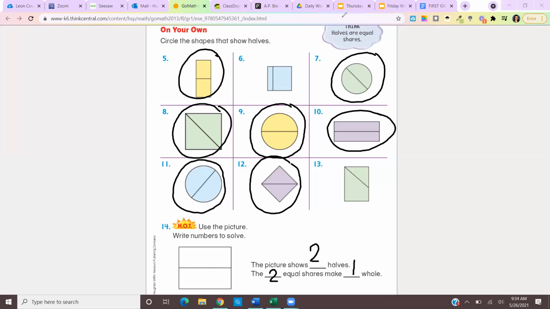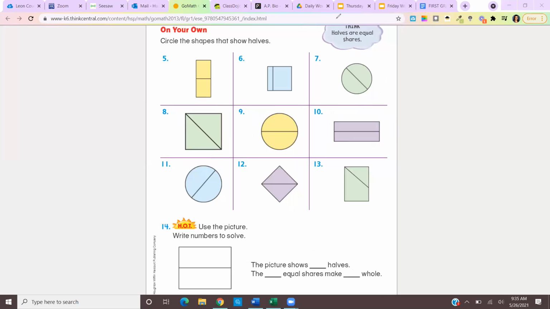With that being said, guys, that is the end of our math lesson. So what we're going to do now is we're going to have a 5-minute break. We'll come back to our reading review and our reading test. So I will see you guys in 5. Let me share my screen.